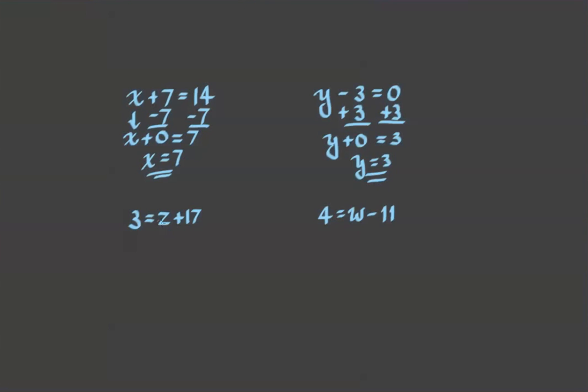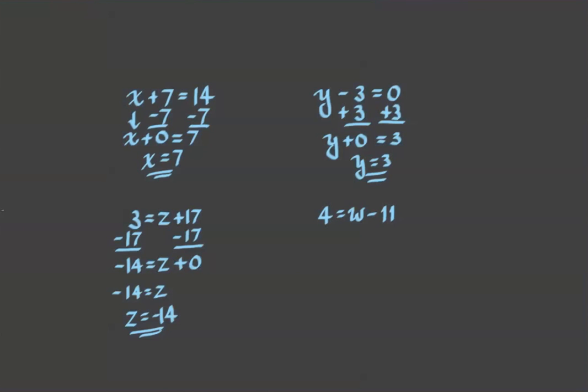This next one looks different, but it's really just the same. In order to isolate our variable z, we need to move this positive 17 to the other side. We do that by adding its inverse, negative 17, to both sides. Negative 17 and 3 gives us negative 14, which is z, plus 0, which gives us negative 14 is z, which we can rewrite as z is negative 14. And there's our solution. Z is negative 14.